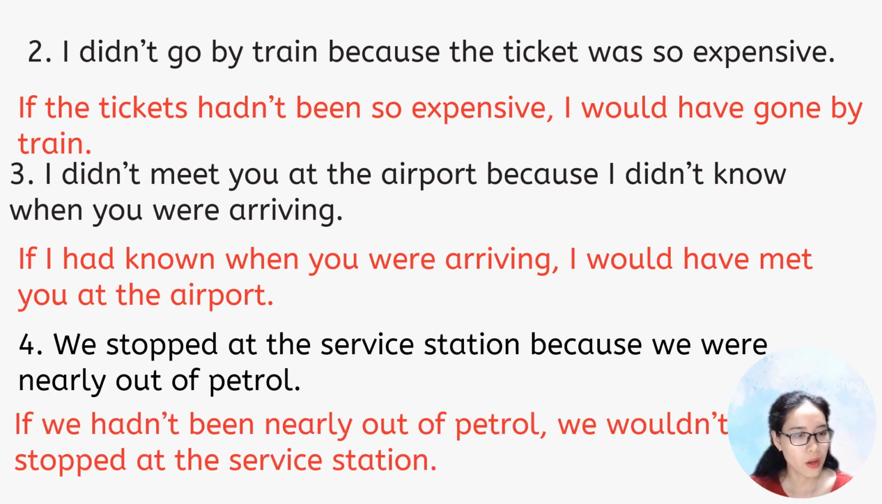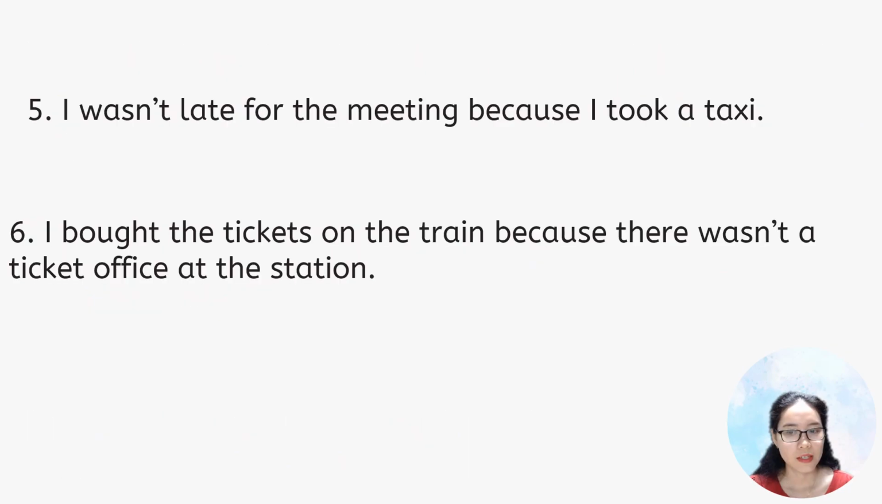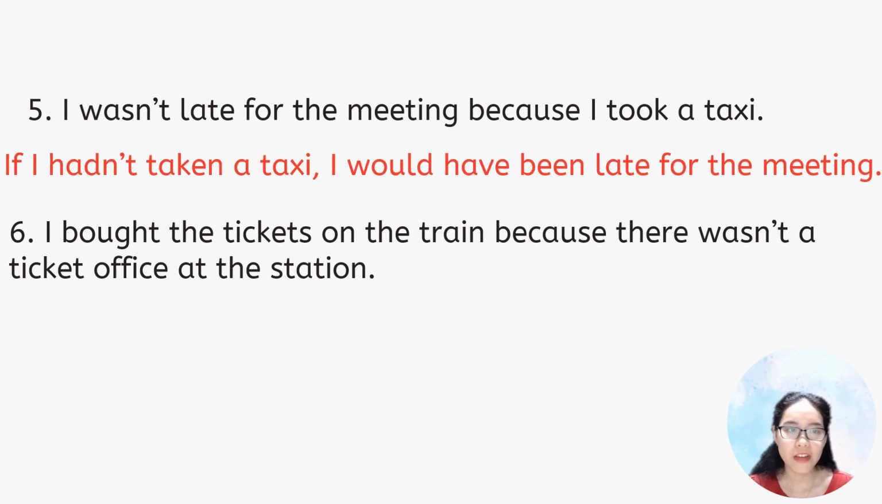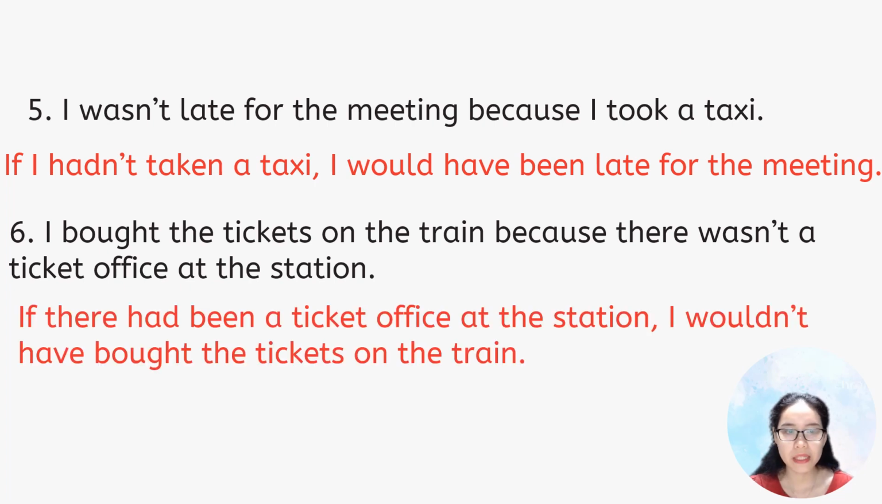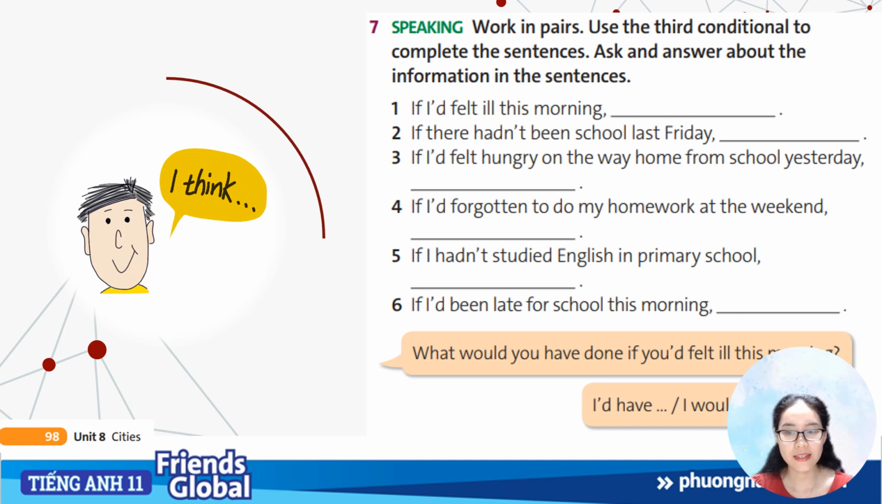Number 4. If we hadn't been nearly out of petrol, we wouldn't have stopped at the service station. Number 5. If I hadn't taken a taxi, I would have been late for the meeting. And number 6. If there had been a ticket office at the station, I wouldn't have bought the tickets on the train. Nice job. Exercise 7.